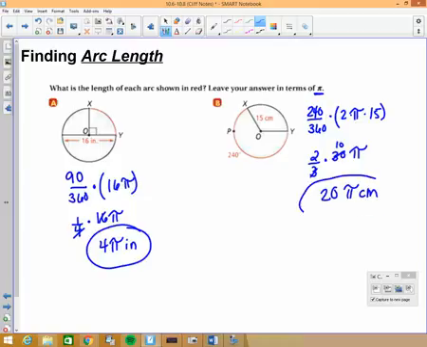linear measurement, and that'll represent the distance from x through p ending at y, 240 degrees of the 360 degree circle. That's how you find arc length.